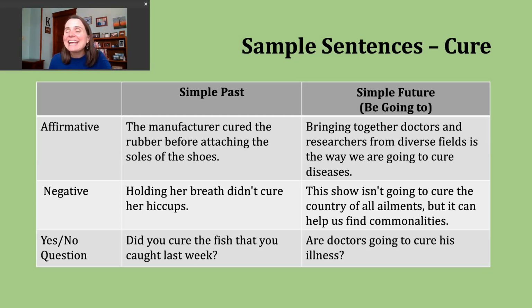Now, if you want to make a negative sentence in the simple past tense, what we're going to do there is, again, start with a subject. We're going to use did not and then the base verb. You can see this in my example. Holding her breath didn't cure her hiccups. Okay? Now, for most people, hiccups is not a very serious medical condition. It can be for some individuals, but for the majority it's not.